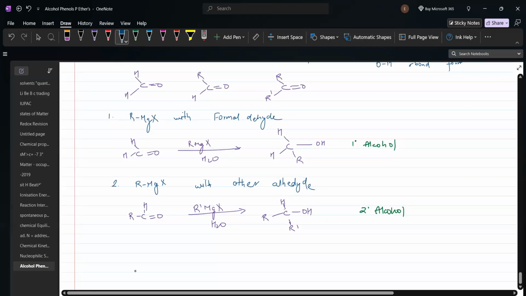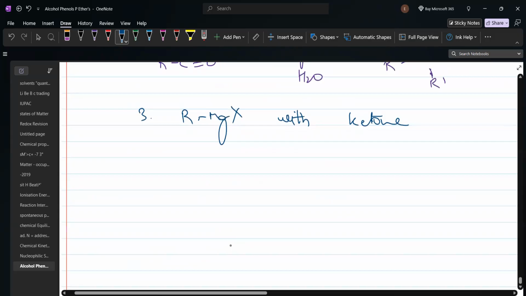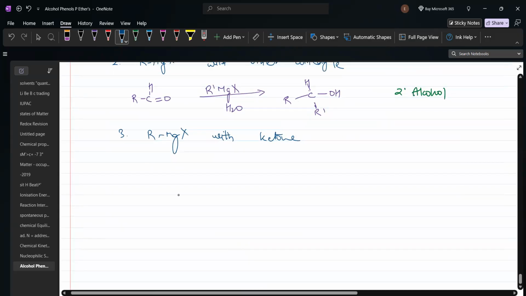Now the third case is Grignard reagent reacted with a ketone. So what happened with ketone is carbon is already bonded with some alkyl groups. Yes, right? Yes or no?